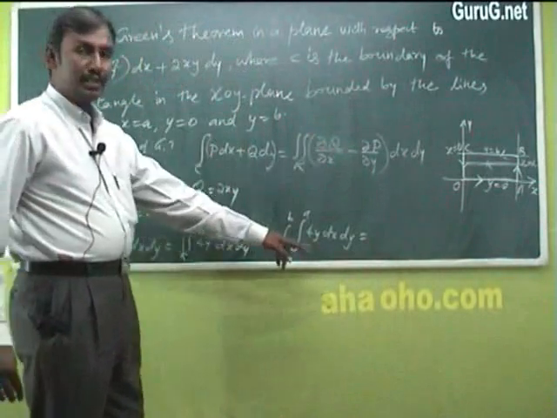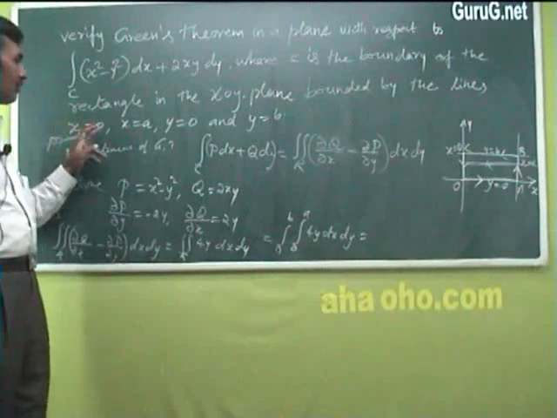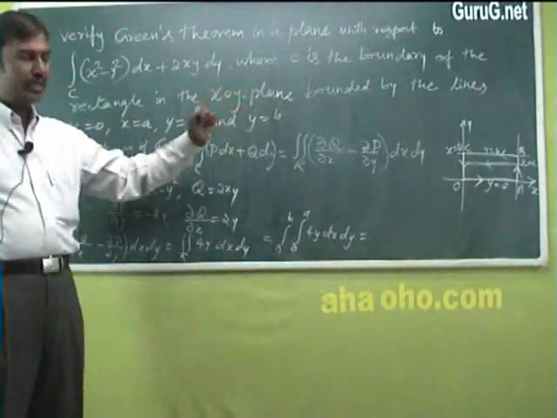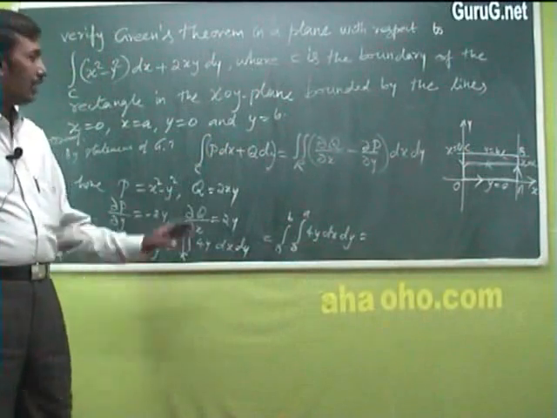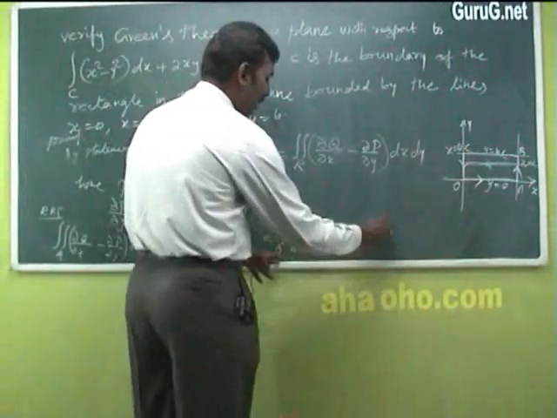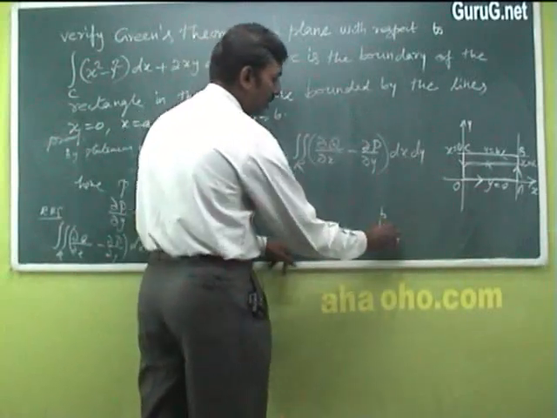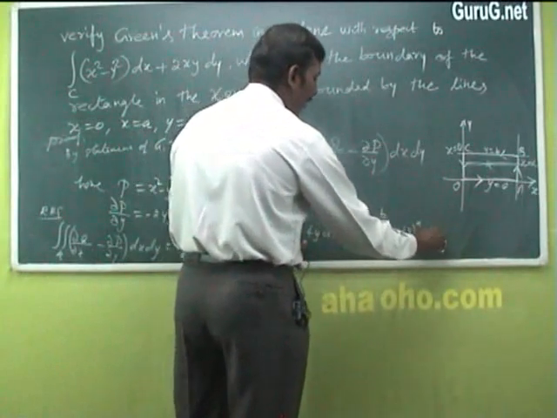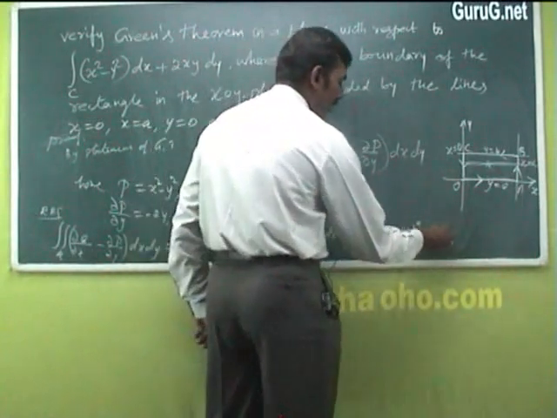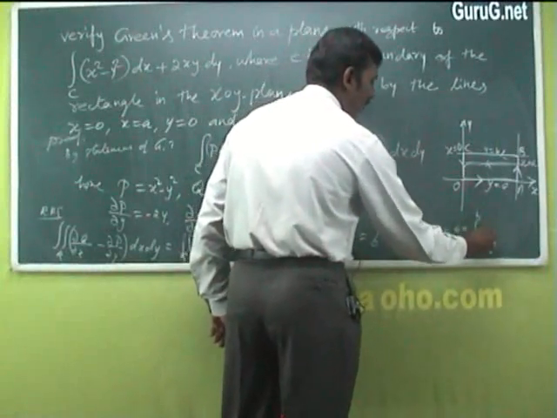So now we have to integrate this. The question is, x varies from 0 to a and y varies from 0 to b. If the region is a rectangle or square, we can write it like this. So 0 to b, integrate with respect to x, keeping y as constant. So 4y into x, 0 to a, into dy. You can take a outside, so 4a integral 0 to b, y into dy.